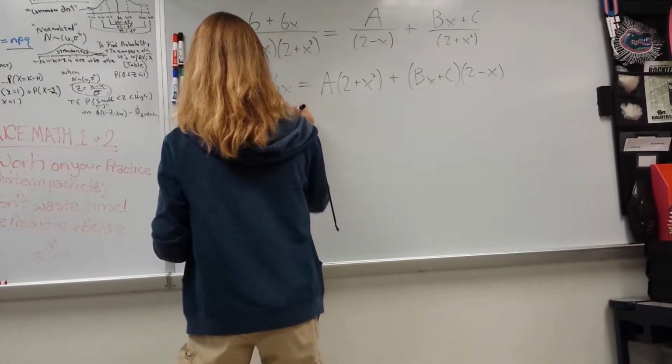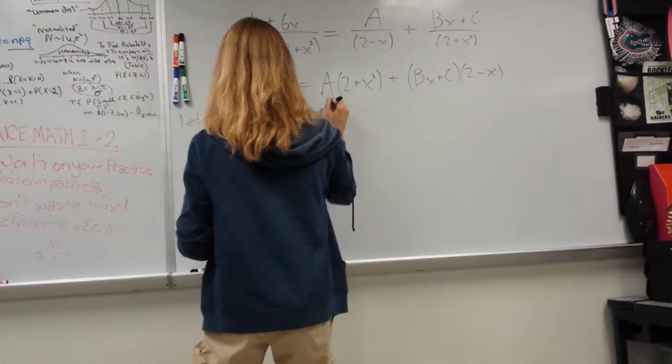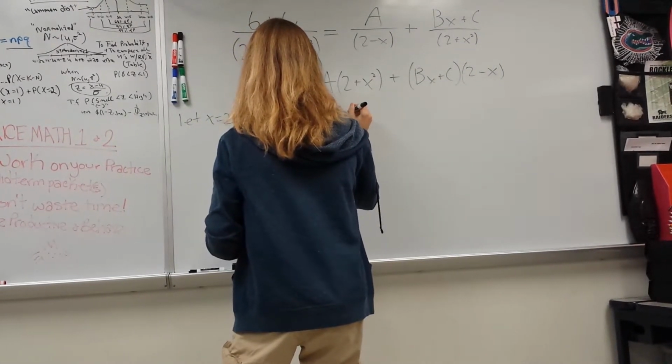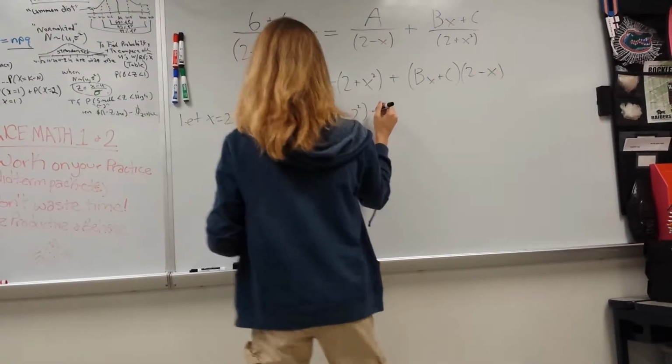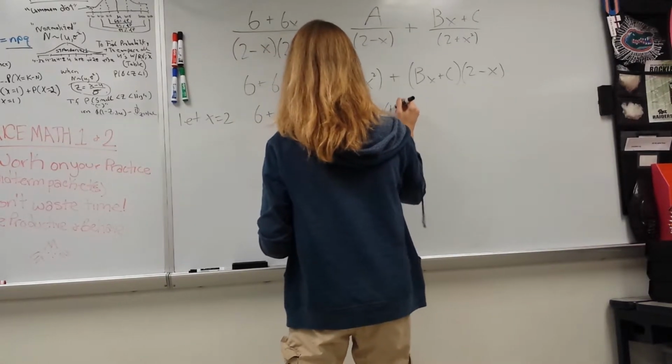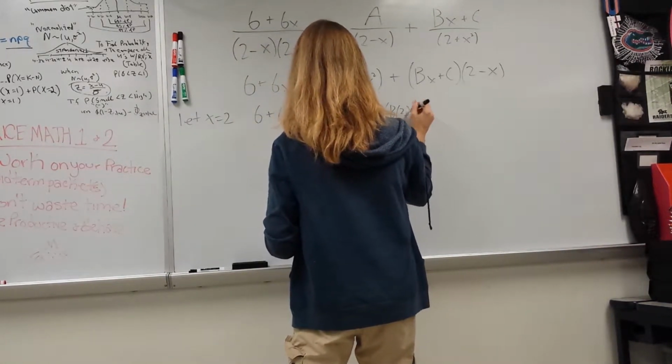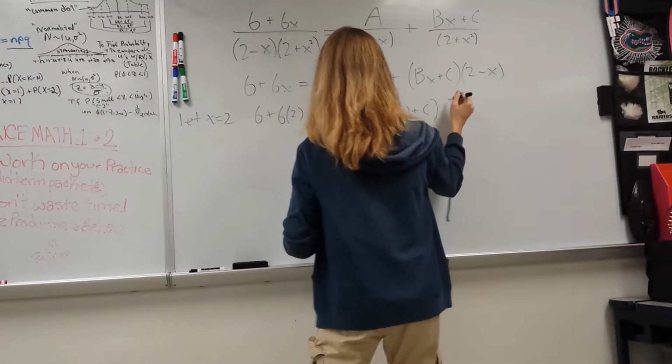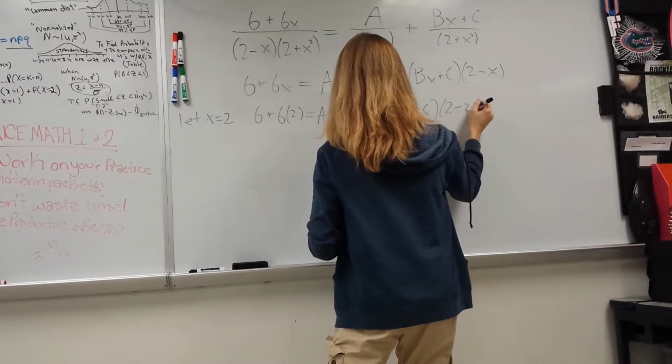6 plus 2 times a, 2 plus 2 squared, times b times 2 plus c times 2 minus 2.